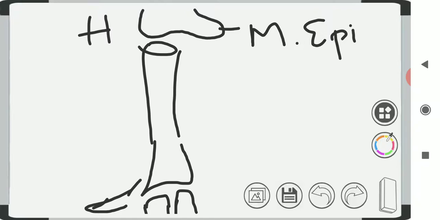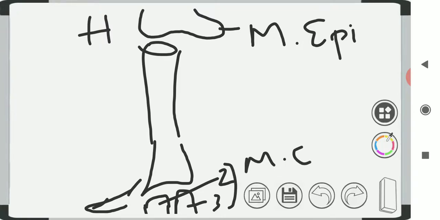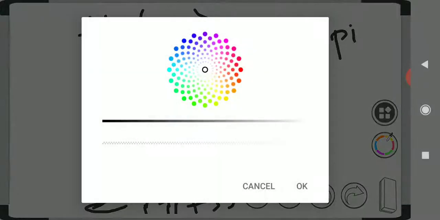Okay, this is the second and third metacarpal. I'll label this as third, and this is the second metacarpal. Both of these are metacarpals. So I just showed the radius bone, why I will tell you, and I just showed the second and third metacarpal. Okay, so let's see this muscle's origin and insertion.